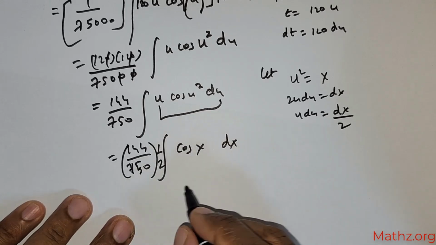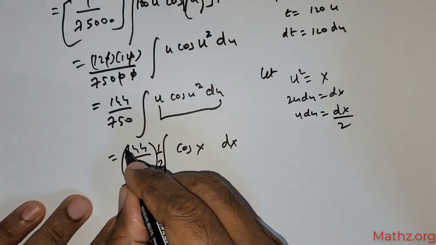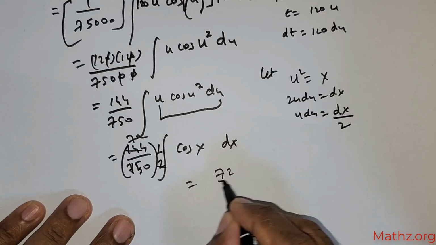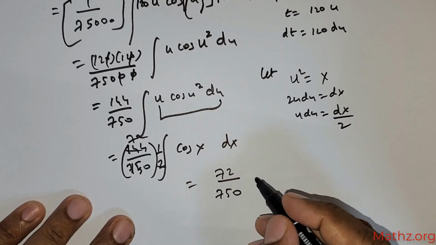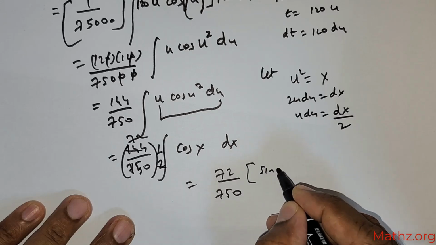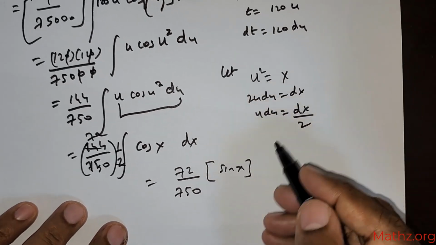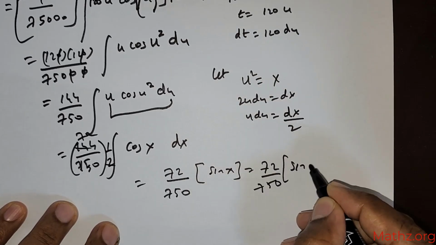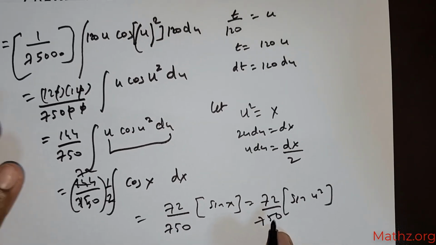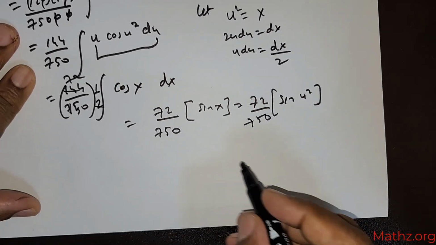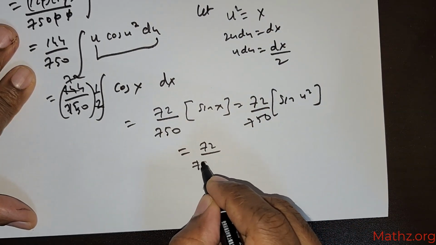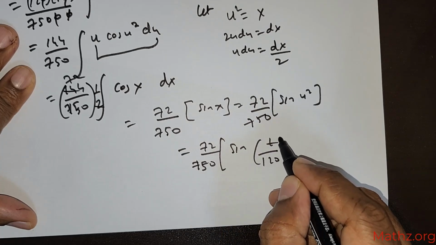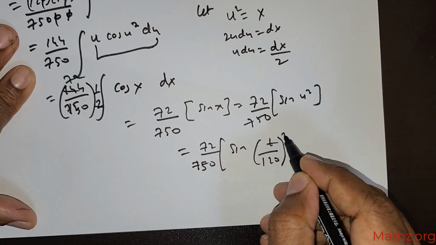Now what is integral cos x dx? You know it's going to be sin x. So now this 2 can divide 144 72 times. So you have 72 divided by 750. And you integrate cos x, you get sin x. Now what is x? x is u squared, reverted. This is going to be sine of u squared. But what is u? u is t over 120. Revert that back. 72 over 750 sine of t over 120. Now this is squared.